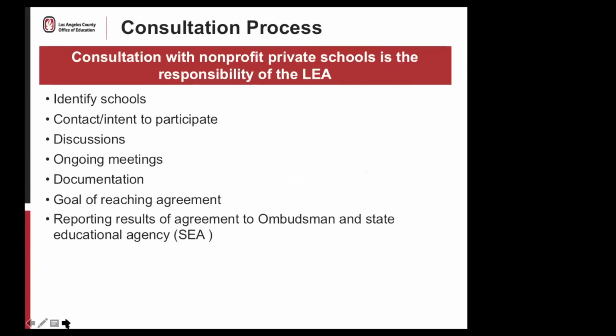So this slide provides an overview of the consultation process and the components that we'll be taking a look at in this section. And consultation involves ongoing discussions and meetings between public and private school officials on key topics related to the provision of equitable services. And it's important to note that the consultation process is the responsibility of the district. And the goal is agreement between the district and private school officials on how to provide equitable and effective programs for eligible private school students, teachers, and families.